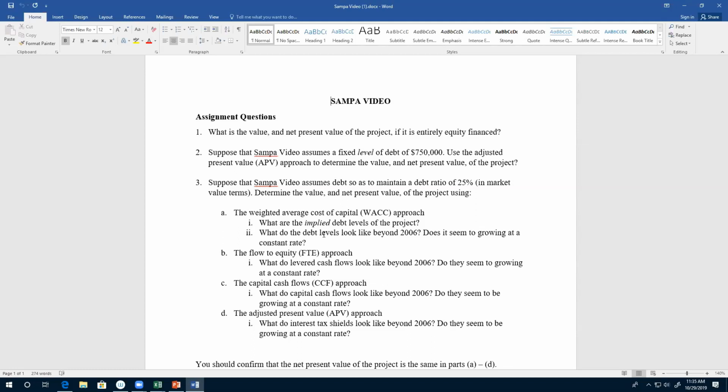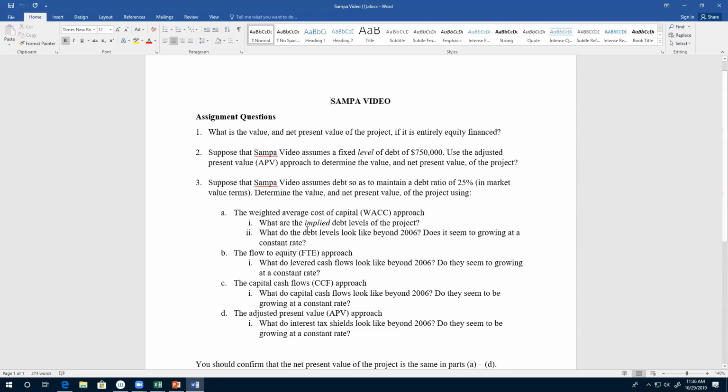And then finally, suppose that Sampa Video, instead of assuming a fixed level of debt, assumes a debt ratio of 25% in market value terms. Determine the value and the net present value of this project using the WACC approach, the flow to equity approach, the capital cash flows approach, and the APV approach. Basically, I wanted you to practice all these different approaches. So what I'm going to do is actually start out on this.